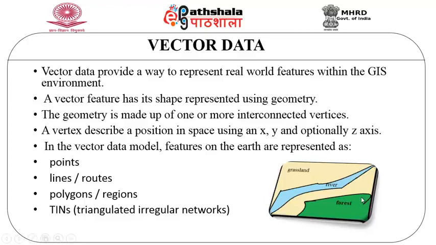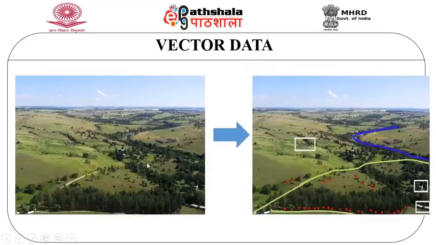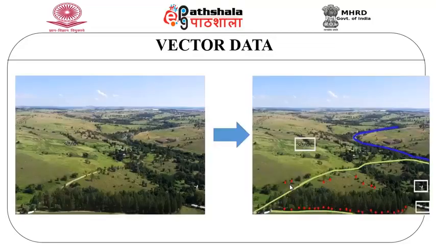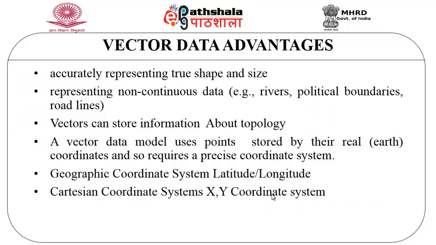So here you can see that the forest, river and the grassland are being represented using the vector format. Here this is a grassland representation, this is a tree representation, this is a forest representation of a particular area. This is a vector data representation.